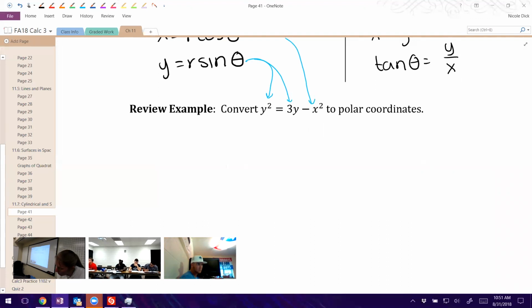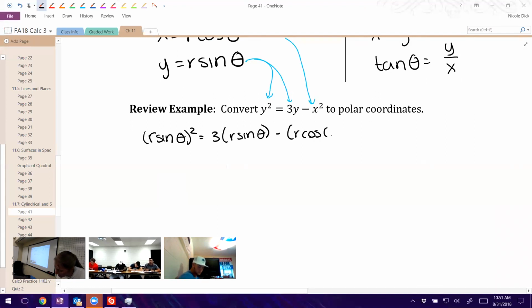Since we just said y was r sine of theta, we'll have (r sine theta) squared equals 3 times r sine theta minus (r cosine theta) squared. And if you're thinking in the back of your head, there's probably an easier way to do this, you're right. We'll talk about it in just a minute. Let's finish this. Go ahead and clean that up a little: r squared sine squared theta equals 3r sine theta minus r squared cosine squared theta.